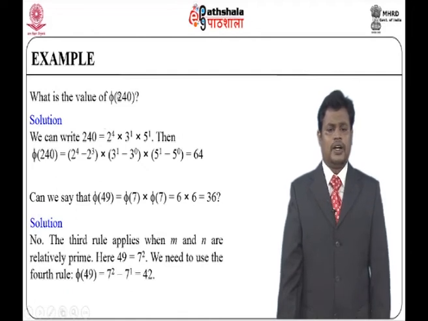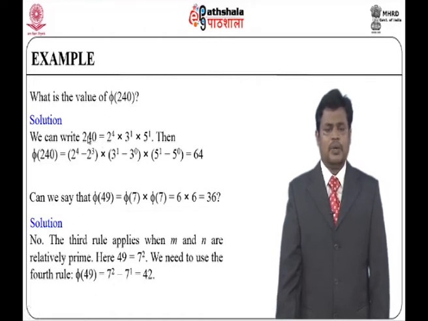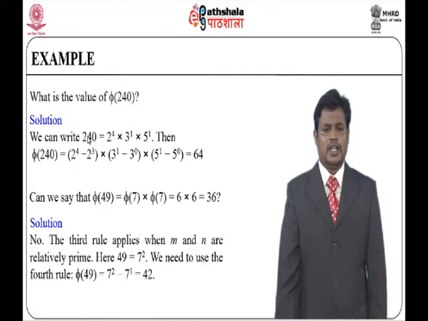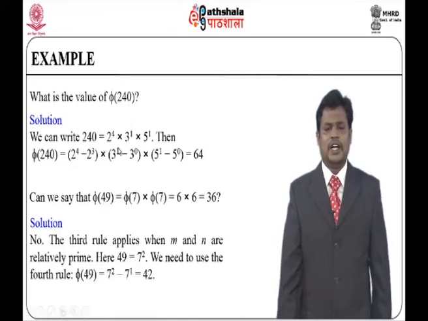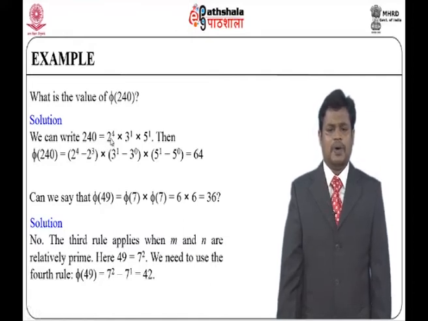Similarly, if I want to take another value, 240, it can be represented by p1 power e1, p2 power e2, p3 power e3. I am taking the prime factorization, because the difficulty of finding phi of n purely depends upon how we are going to factorize the number n. So now we have factorized 240 with respect to p power e, where the first one is 2 power 4.